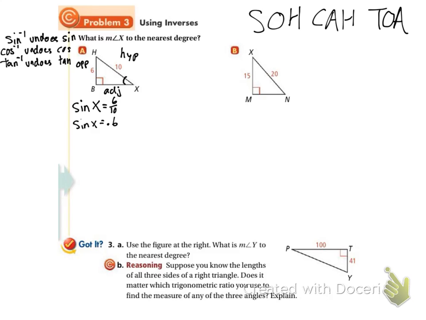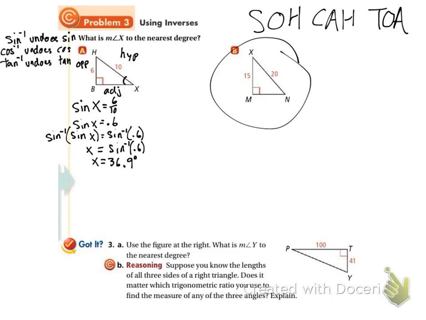So what I need to do is take the sine inverse of both sides. So I'm going to do sine inverse, and we had sine of X. And then I'm going to do the sine inverse of 0.6. So on the left, the sine and sine inverse are going to cancel out, and we're just left with X. So X equals the sine inverse of 0.6. Then I need to do that on my calculator. The sine inverse of 0.6 is about 36.9 degrees. So that angle X is 36.9 degrees.